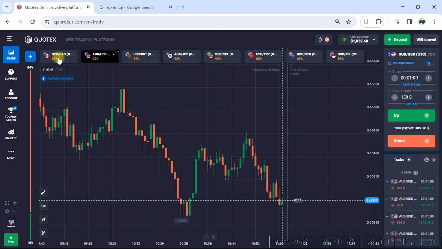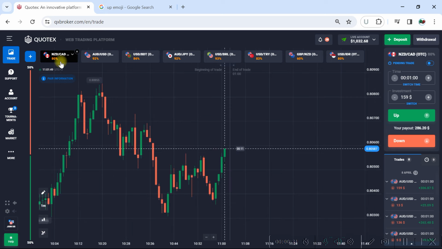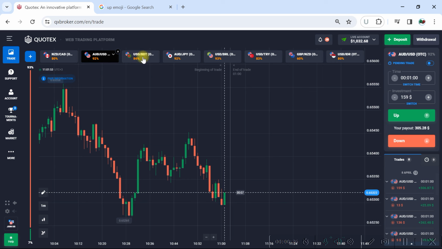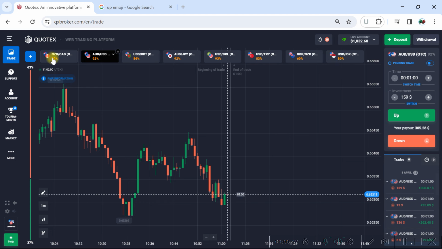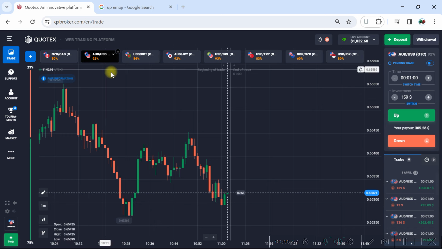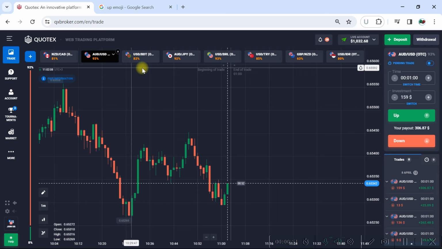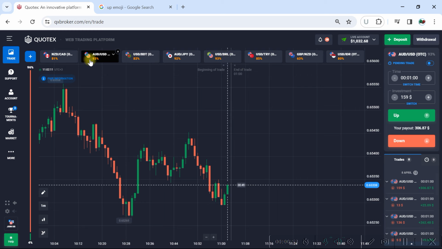So these are some of the assets that I've already chosen that I want to trade. We have the NZD CAD, we have the AUD USD, and all these are OTC pairs, which means that you can trade them anytime, any day of the week, and get profitability of up to 95%. Some of these assets have a profitability of 93%, 92%, and so on.